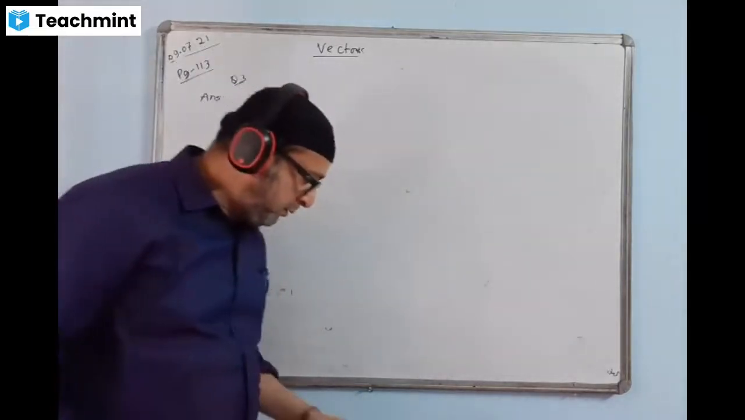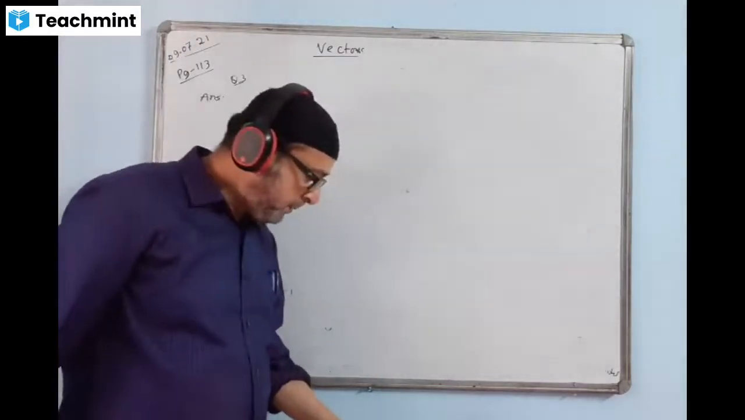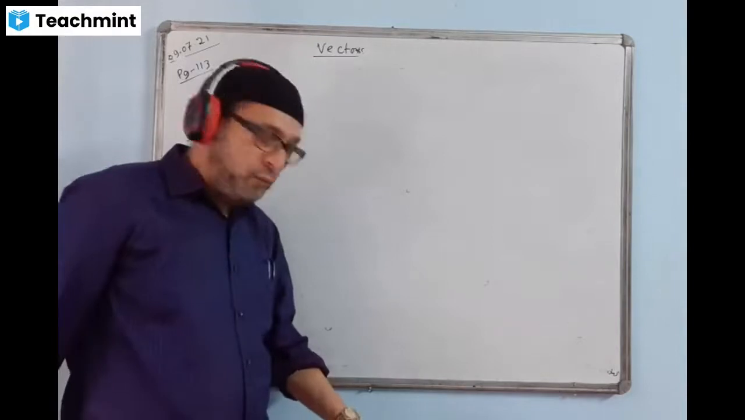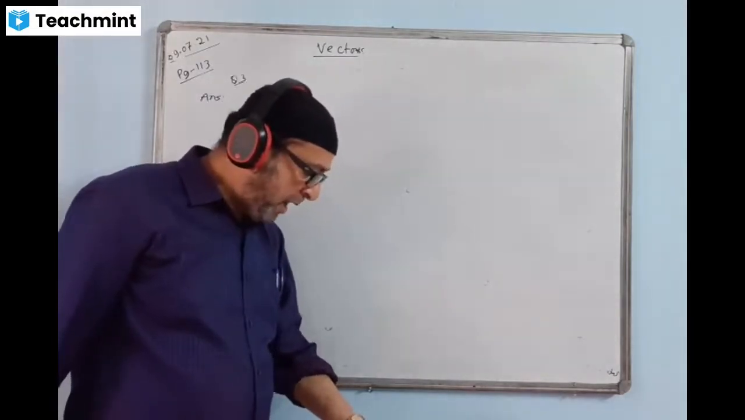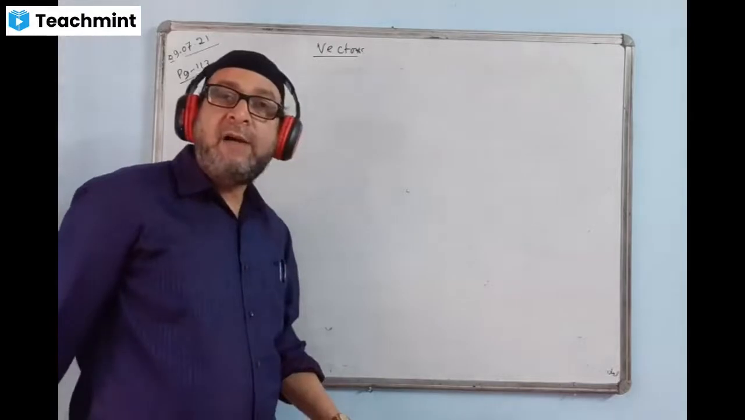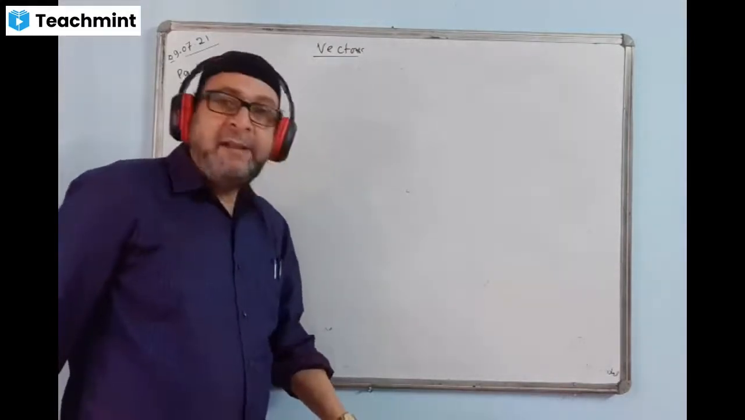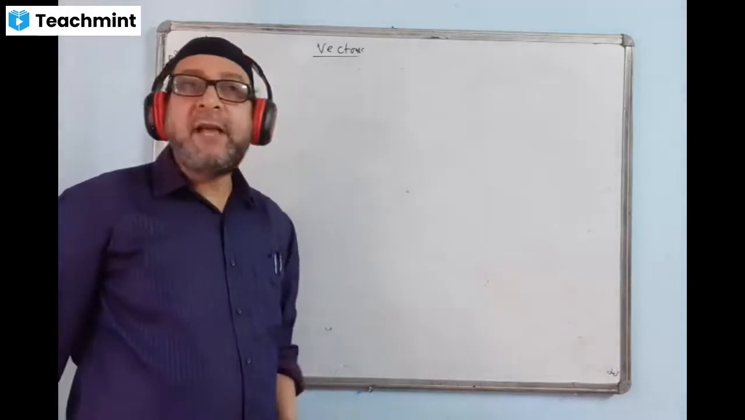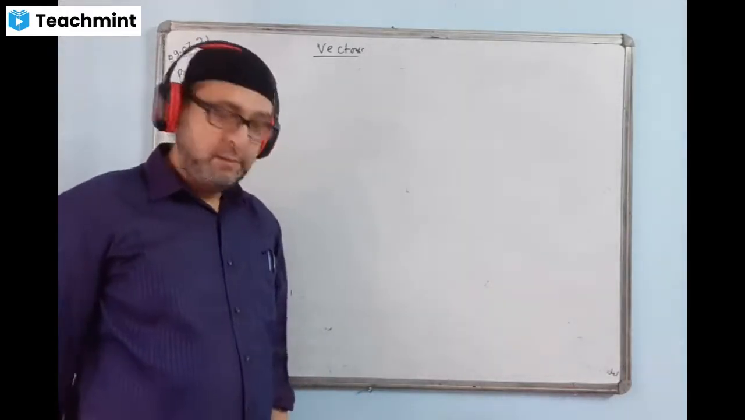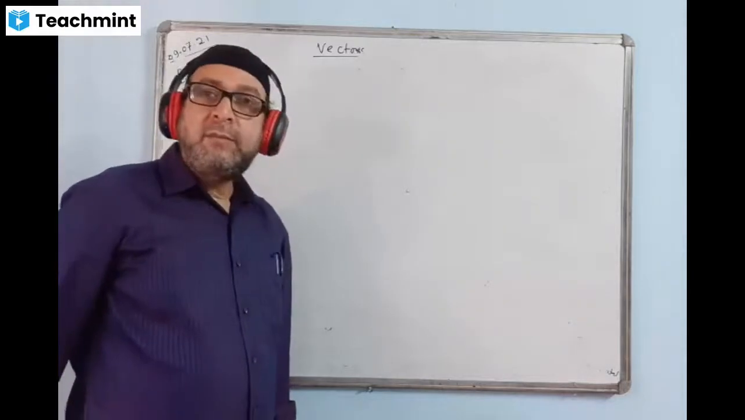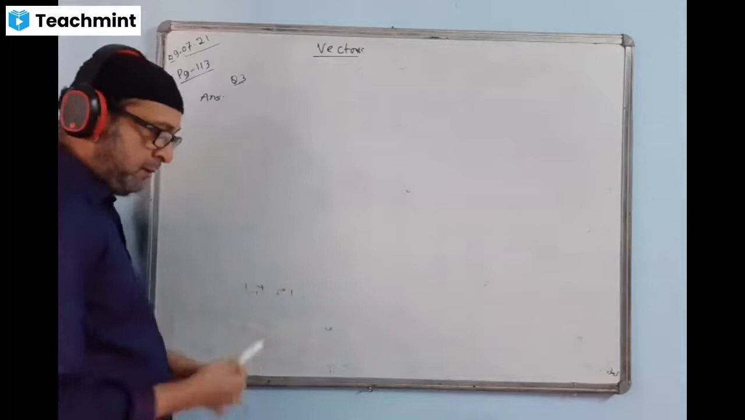I repeat the question. The resultant of two vectors u and v is perpendicular to the vector u, and its magnitude is equal to half the magnitude of vector v. Find the angle between u and v. Okay, so that is the question. Let us find the answer for this.